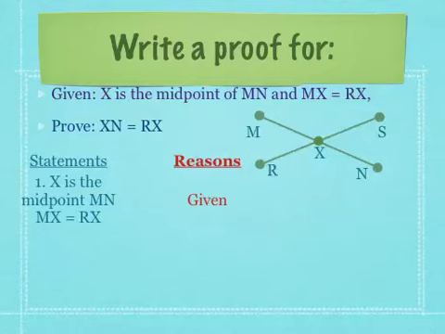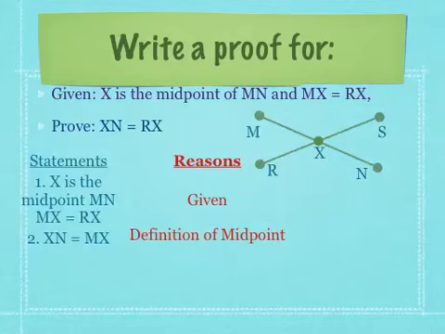If you think back to midpoint, if you know that X is the midpoint of MN, you know that MX equals XN. The reason why you know that MX equals XN, or XN equals MX, is because the midpoint cuts that segment into two congruent parts. The reason would be the definition of a midpoint.